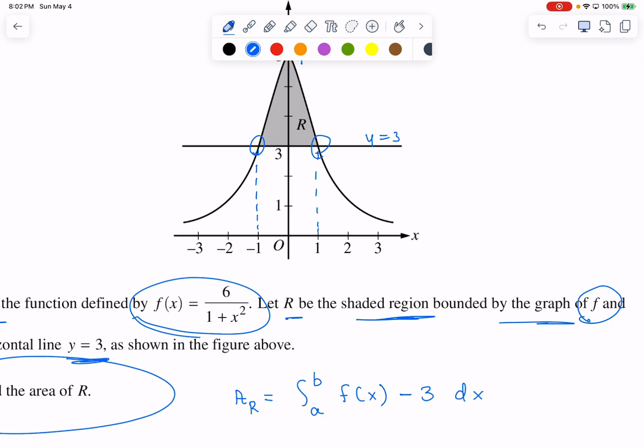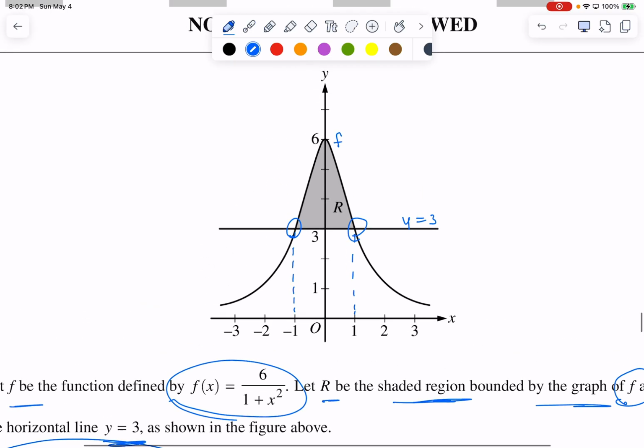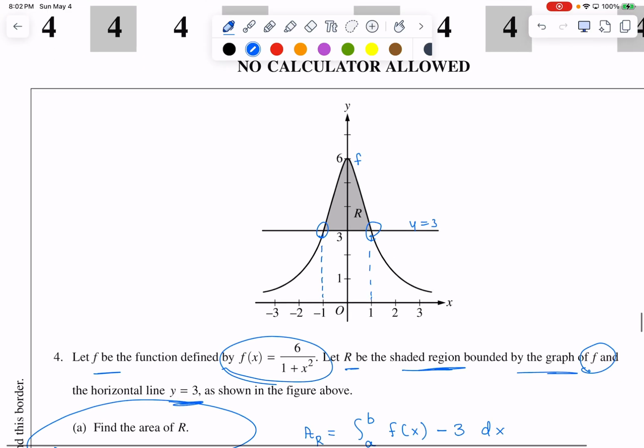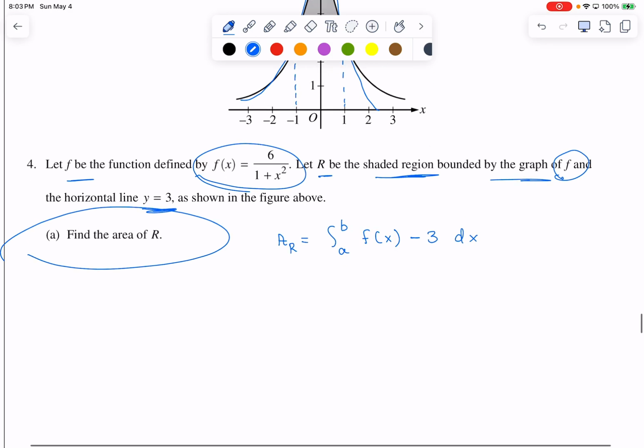How are you going to solve this? Because there is 1 point for this. How do you do this? There's no calculator. You plug it in. Yep, the equation. You're going to take f of x. You want to see where f of x crosses what? 3. So I need to take f of x, which is the 6 over 1 plus x squared. I'm going to set it equal to 3.